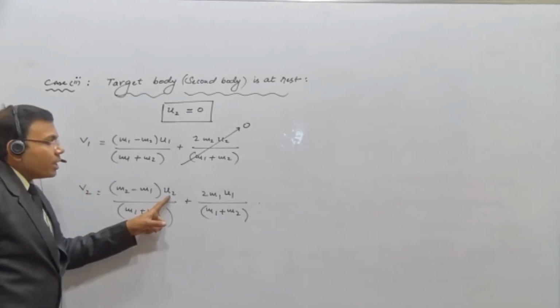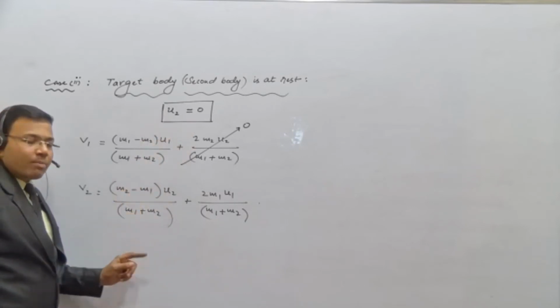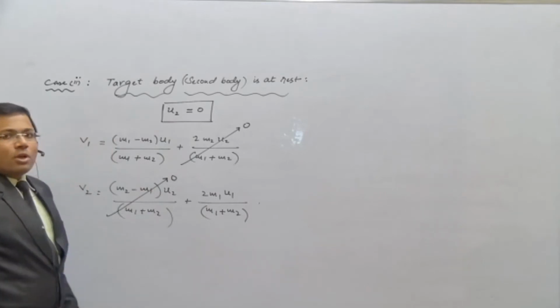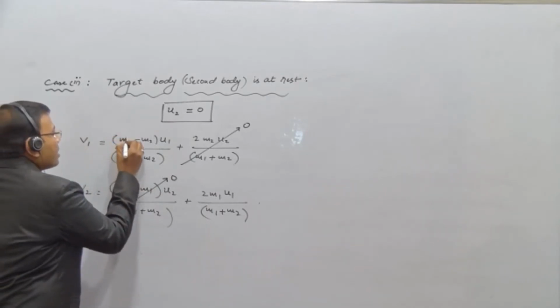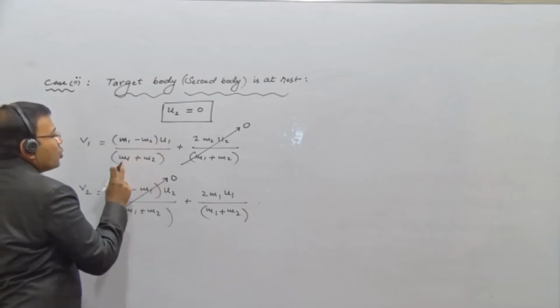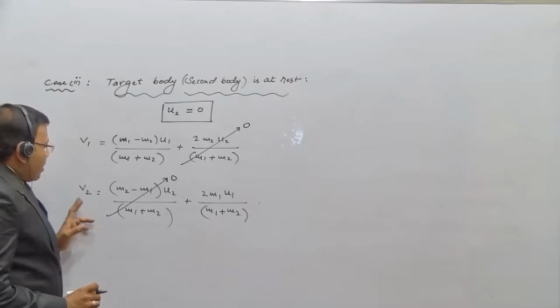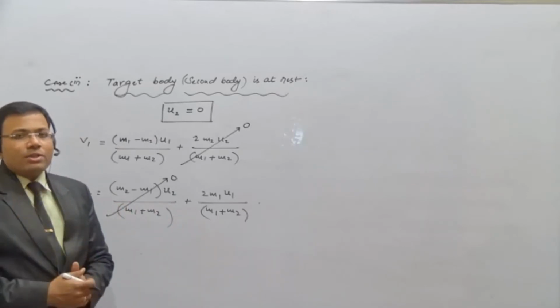This is u2. Here also u2 is there. u2 is 0. If you multiply or divide by this, again यहाँ पे भी हमारे को 0 हो गया. So that means v1 is equal to (m1 minus m2) into u1 by (m1 plus m2). Small formula. The formula has been reduced now. And v2 is equal to this part. And what we are seeing here, all the conditions, what we can expect.